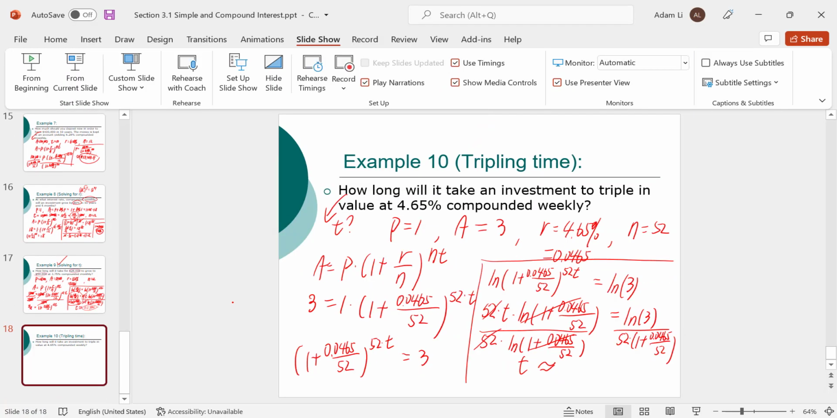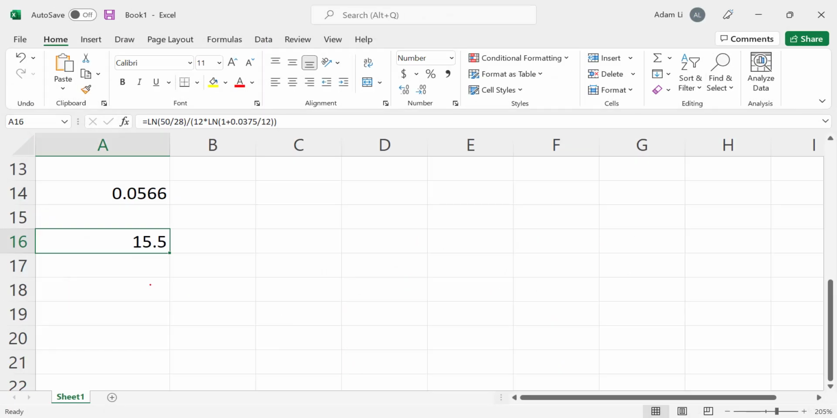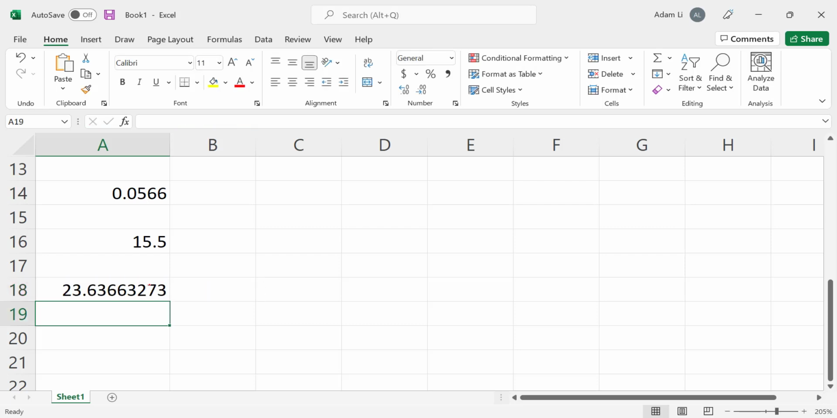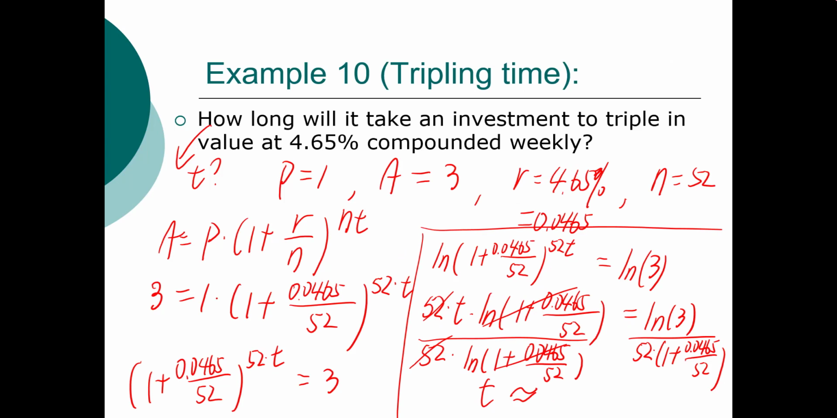So eventually we do ln 3 divided by parentheses, 52 times ln of 1 plus 0.0465 over 52, close parentheses, close another one. Okay, and that should do it. So if you enter, you get a result. It's 23.6 years. So 23.6 years. That's the end result.